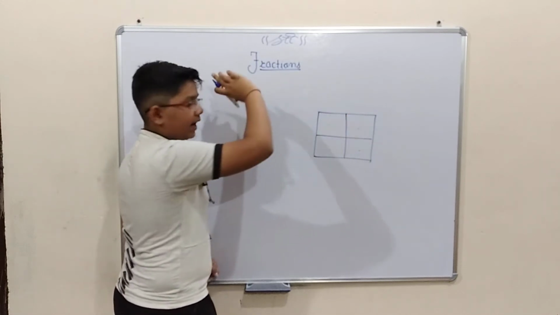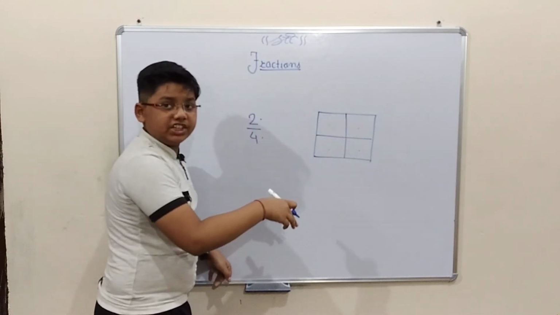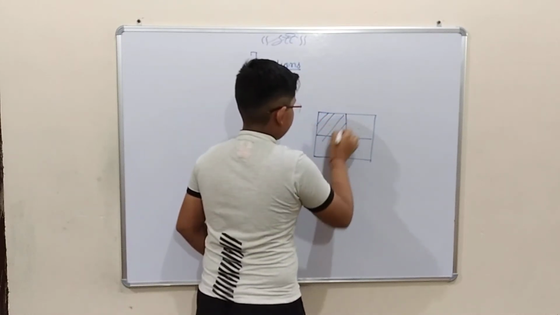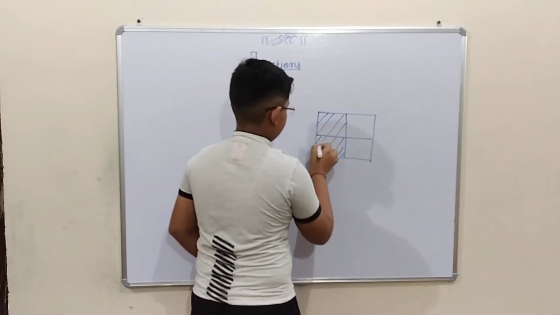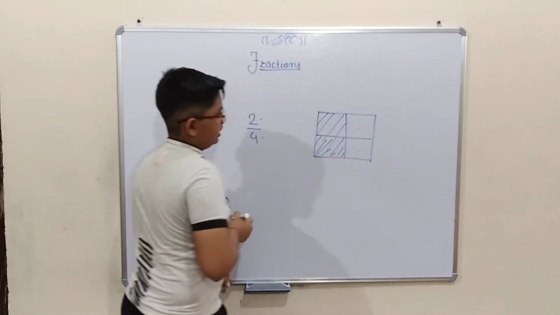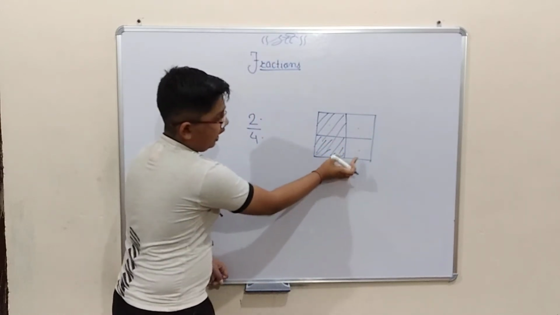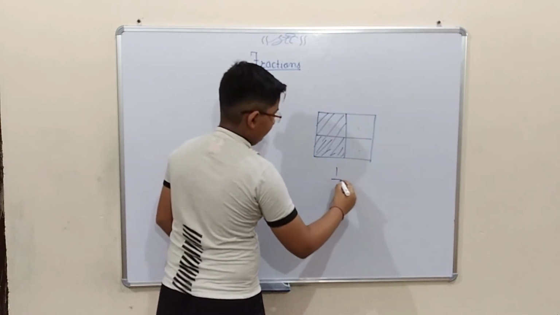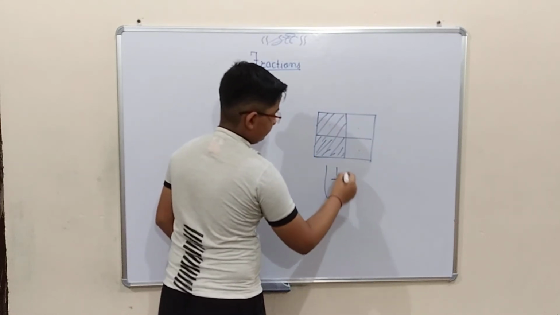That means 2 parts are taken away, or 2 parts are shaded. In the same way, if we take 2 parts shaded like this, we can see that it is half. That is, this is 1 over 2. This is 1 by 2.